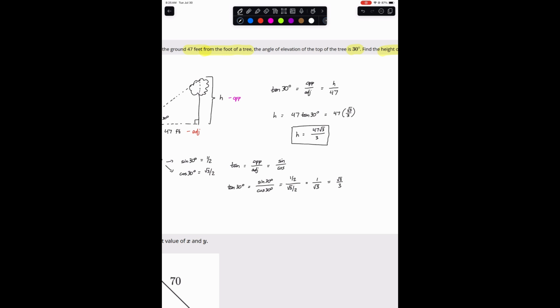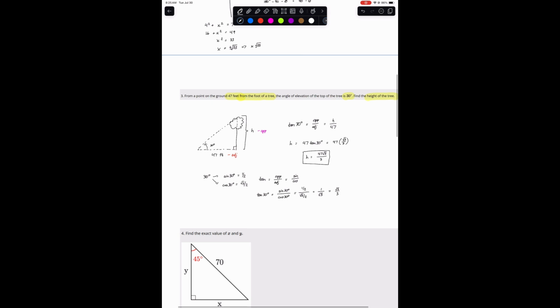Now, if I ask you for like tangent of 5 or 7, we don't know that. Or like pi over 12, at least as of now, you don't know how to just directly do that with just a unit circle, so you can leave it as just that. Okay. So this is question 3.